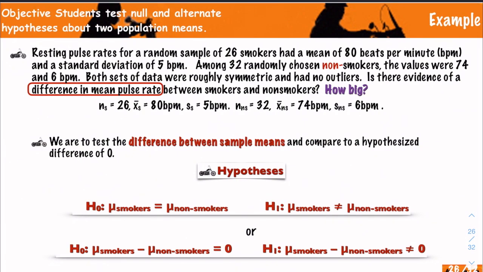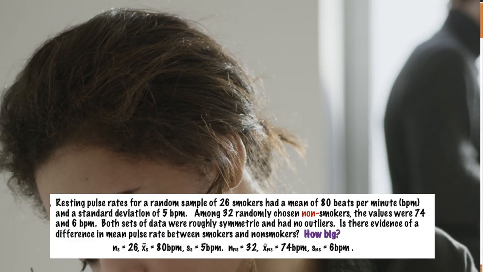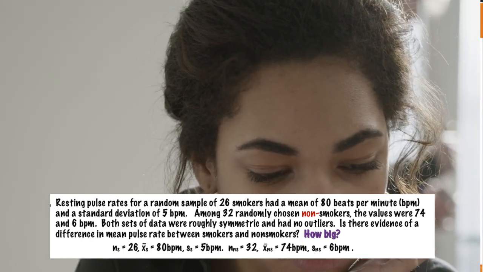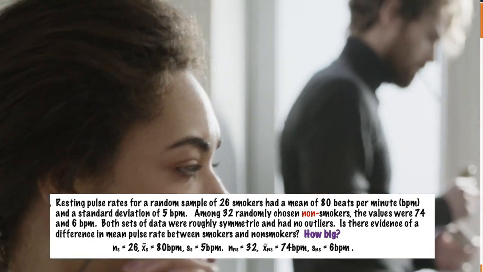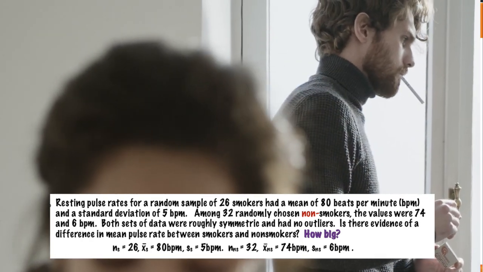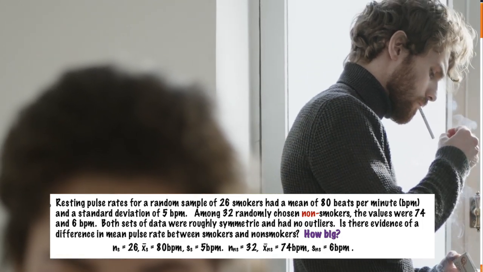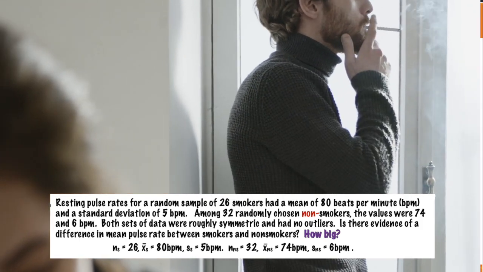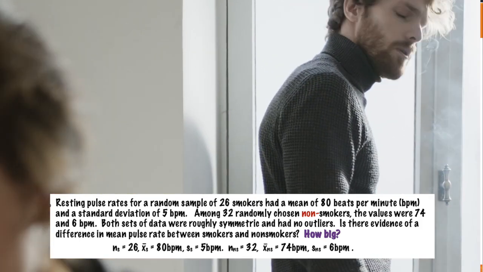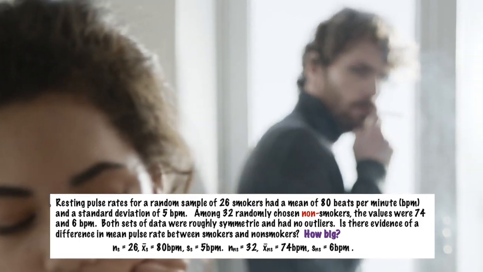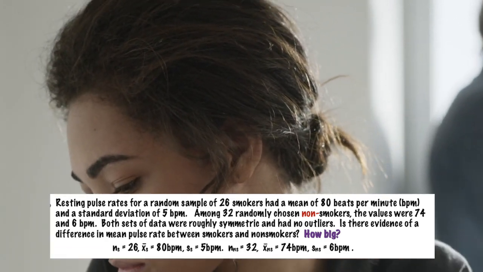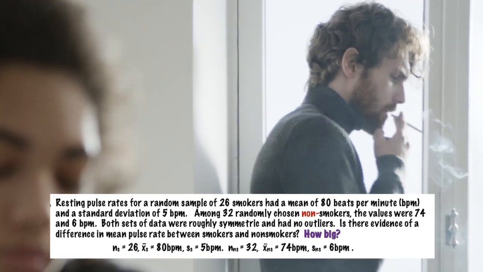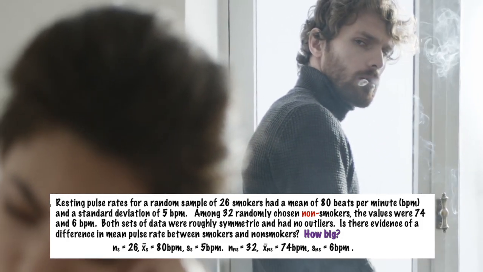So let's try one last example. Resting pulse rates for a random sample of 26 smokers had a mean of 80 beats per minute and a standard deviation of 5 beats per minute. Among 32 randomly chosen non-smokers, the values were 74 beats per minute with a standard deviation of 6 beats per minute. Both sets of data were roughly symmetric and had no outliers. Is there evidence of a difference in mean pulse rate between smokers and non-smokers? And if so, how big of a difference?